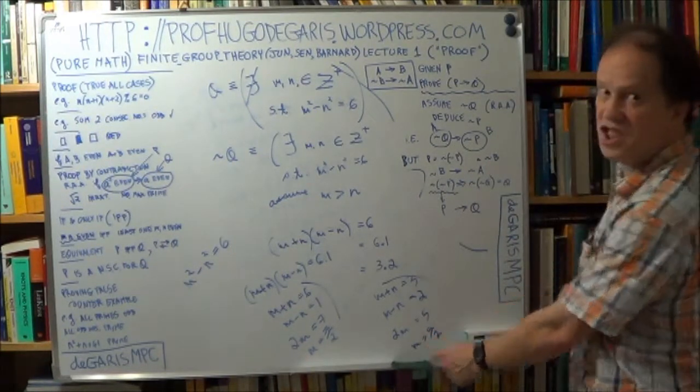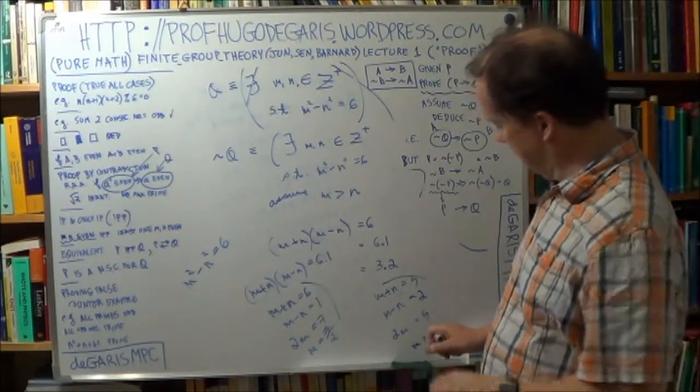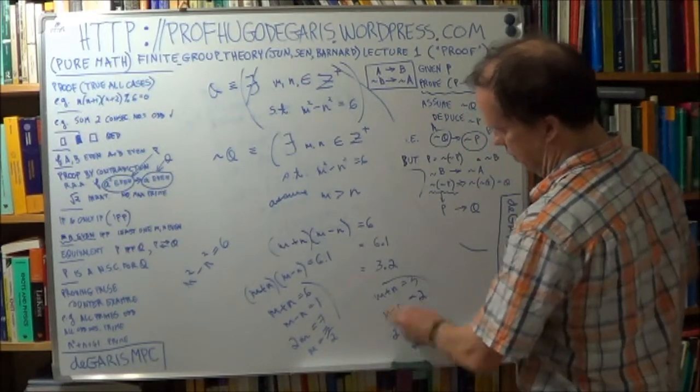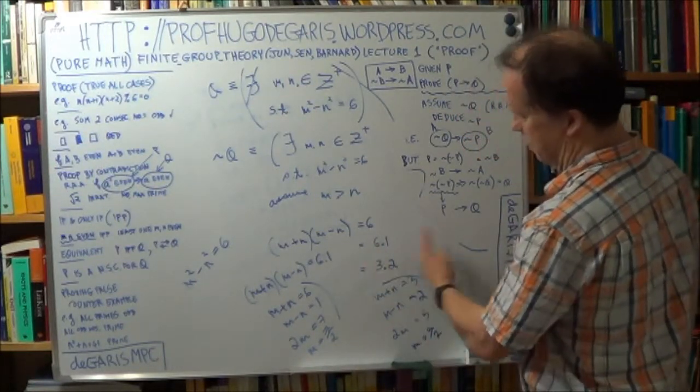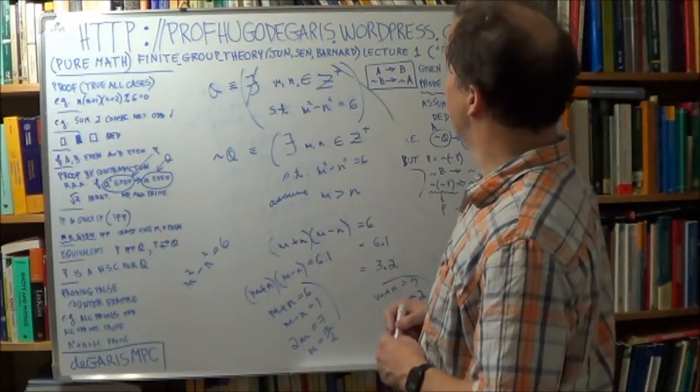Now that is not an integer, so that can't be true. So either way, m is not an integer that way, or m is not an integer this way. So it can't be done. You've got a contradiction, right?